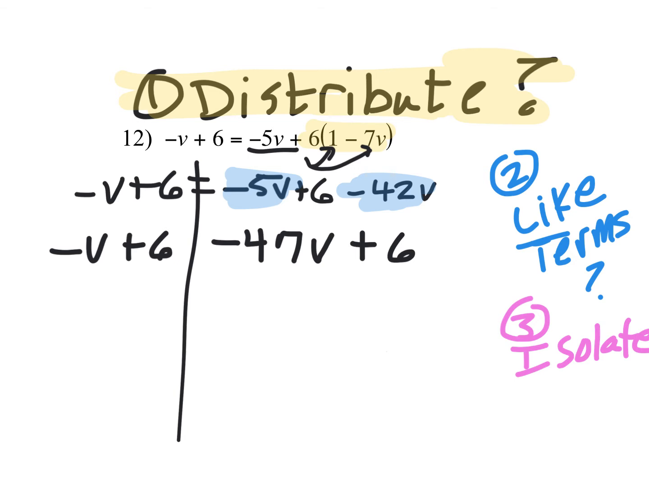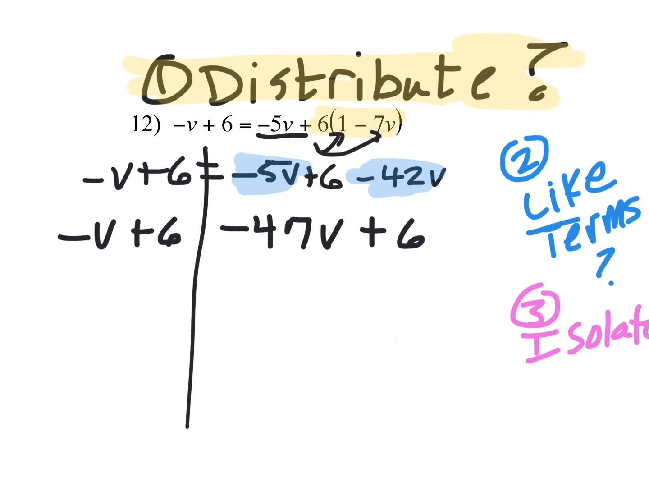It doesn't matter which one you get rid of. Which one's bothering us the most? Because it literally doesn't matter which one. You want to get rid of the minus 47 or you want to get rid of the minus v? The minus 47, that's what I would do too, honestly.